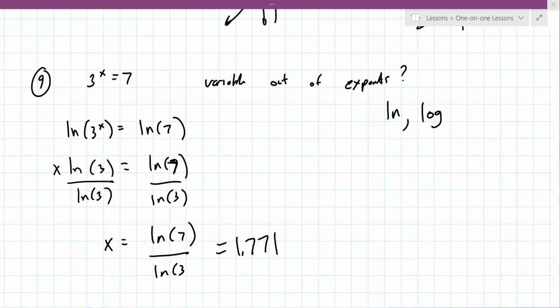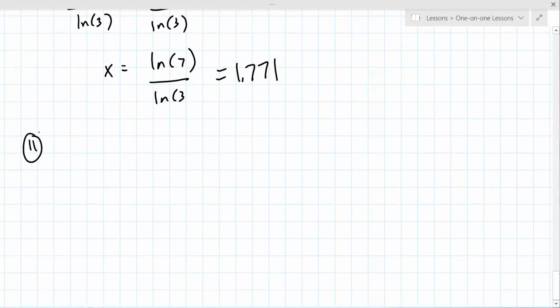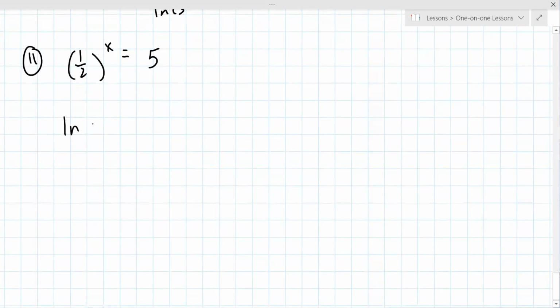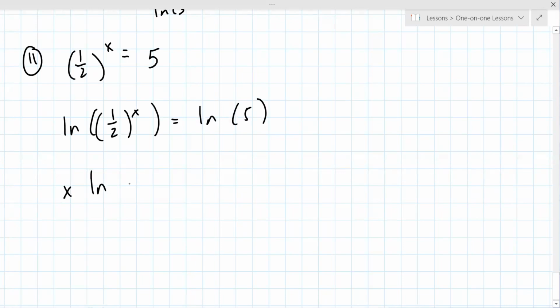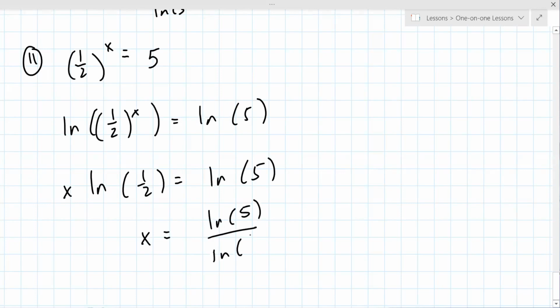So 11 is 1/2 to the x equals 5. Same exact thing. How do you get a variable out of the exponent? Well, you have to use ln. x ln 1/2 equals ln 5, divided by ln 1/2. That's exactly right. This one's going to be negative because log of a half is a negative number. Log 5 divided by log 1/2.